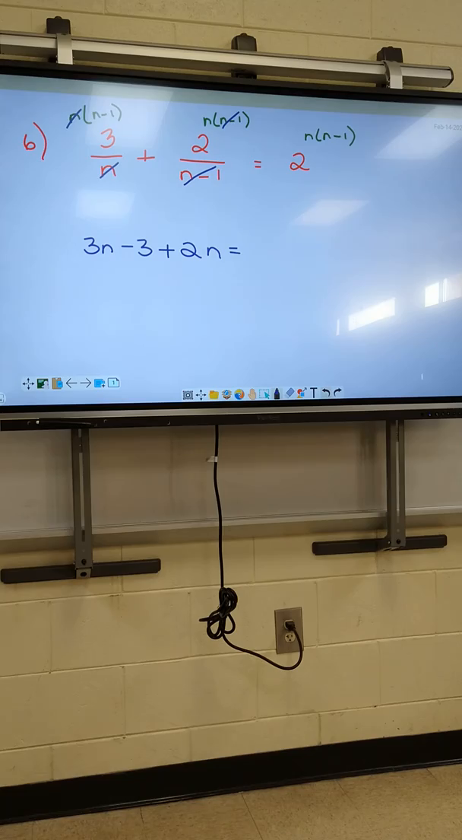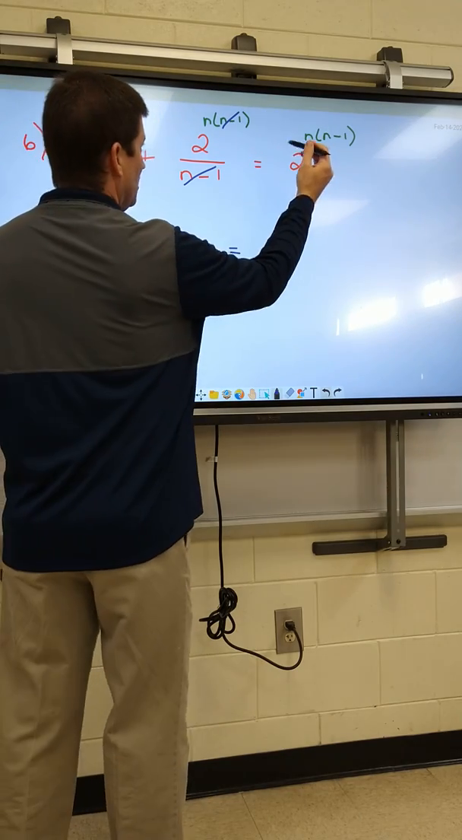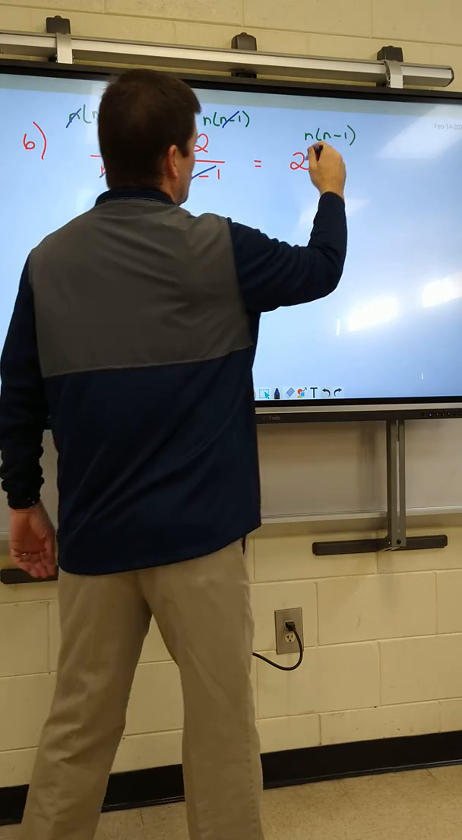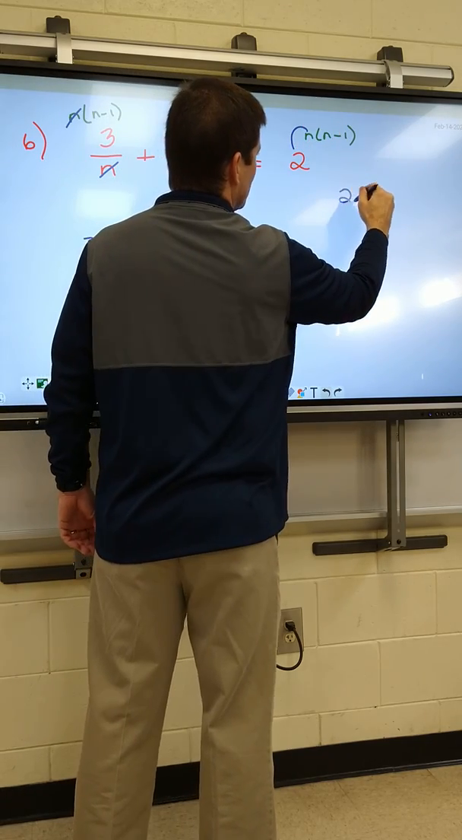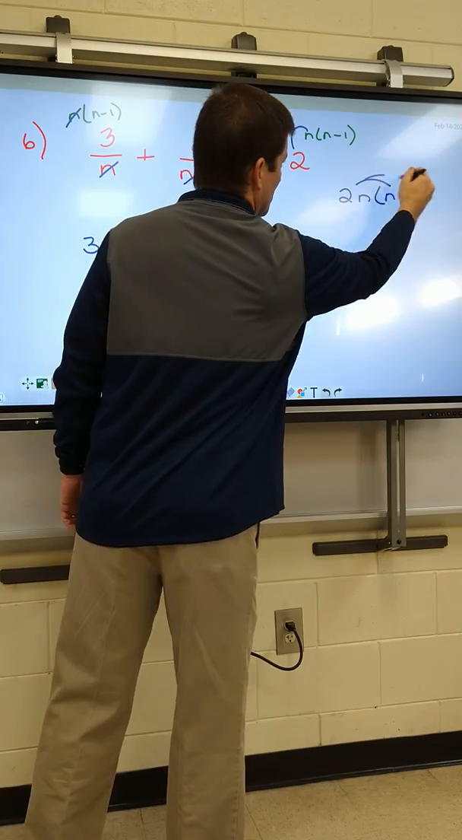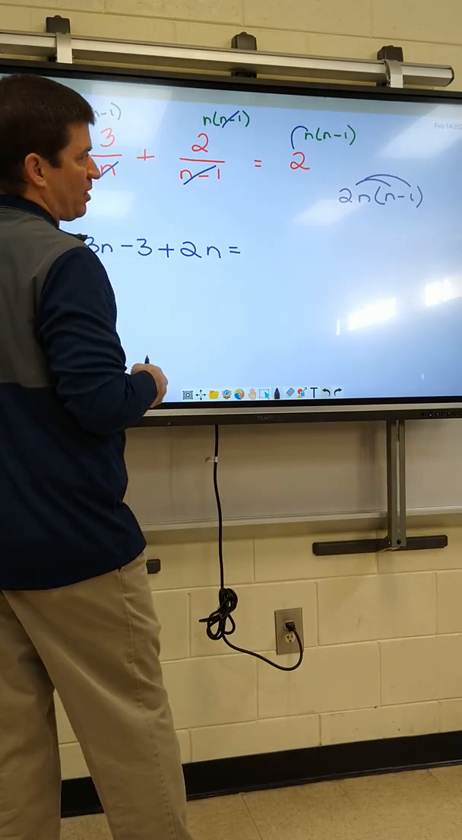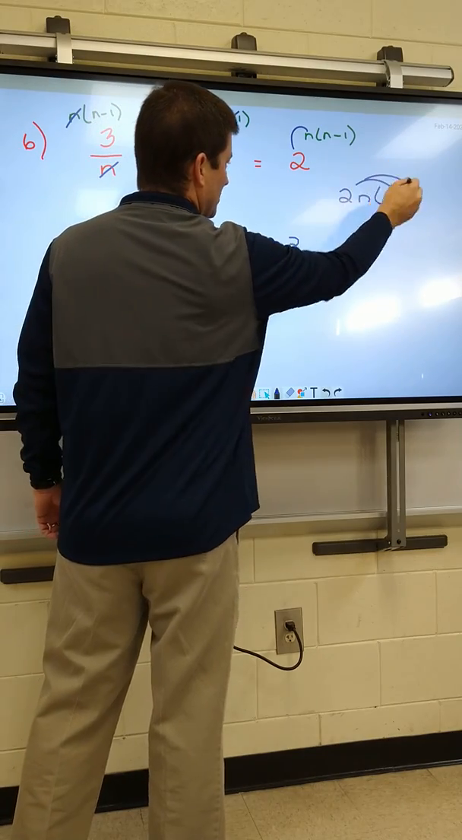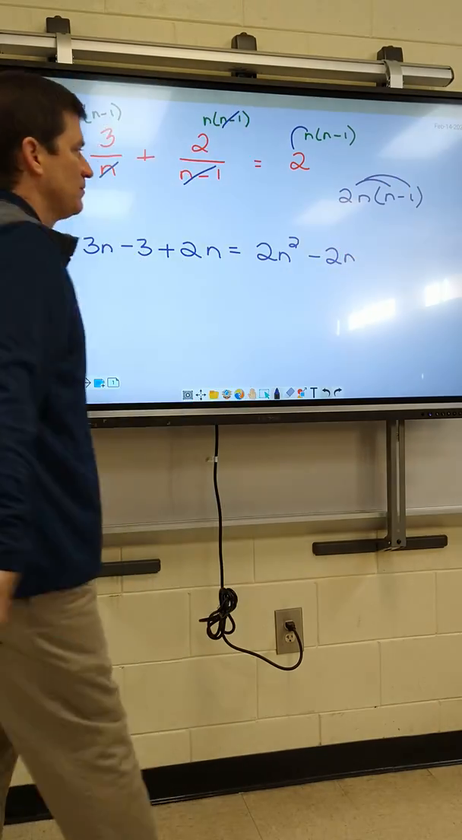Okay, what cancels out on the last fraction? Nothing, because you don't have anything on the bottom to cancel out with. So what I have to do is multiply these two together first, bring down the n minus 1, then distribute. So what am I going to bring down in my equation? 2n times n is 2n squared. 2n times 1 is minus 2n.